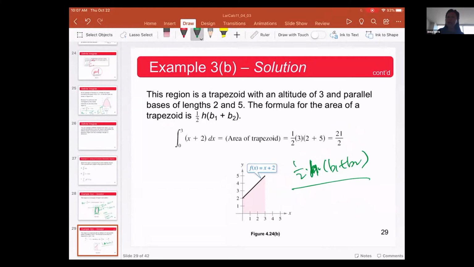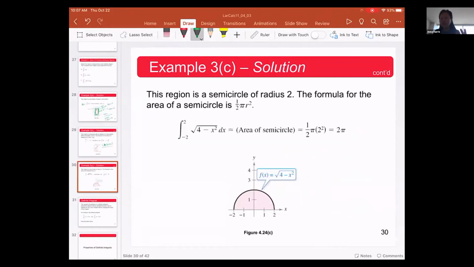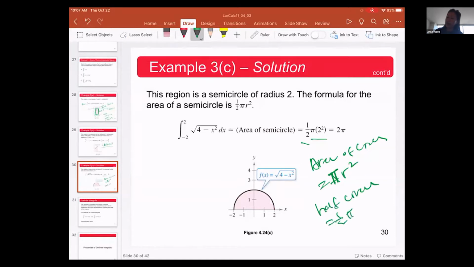But we can find areas even better, for shapes that we don't know how to do, shapes that are peculiar to us. Yes, we know how to find the area of a semicircle. Would it be 1/2 times pi r squared? Because the area of a circle is pi r squared, so a half circle would be 1/2 pi times r squared. So we know how to find that.